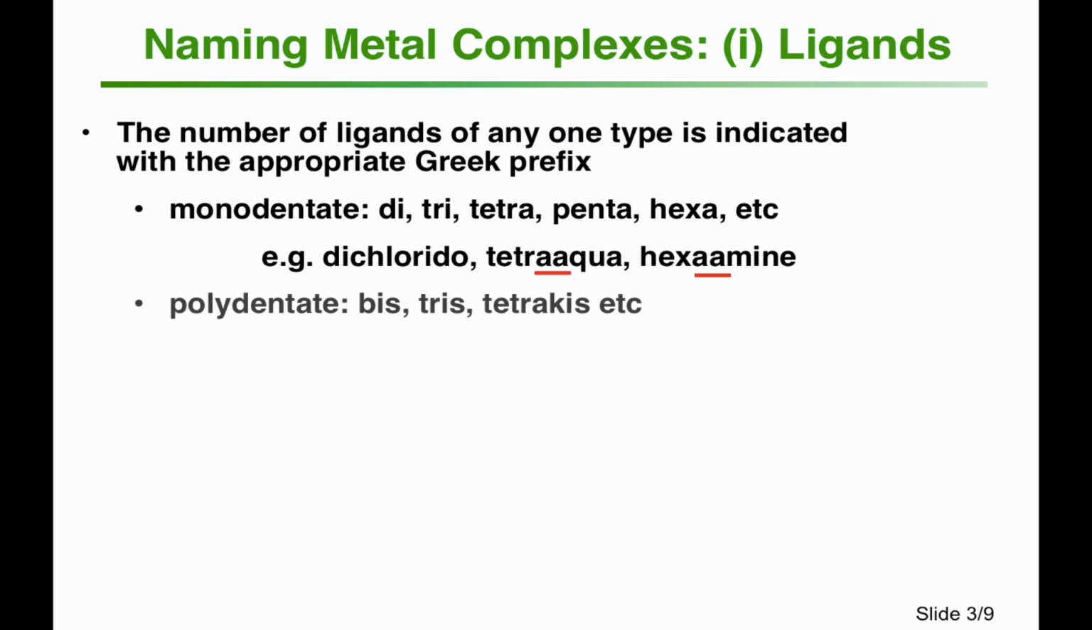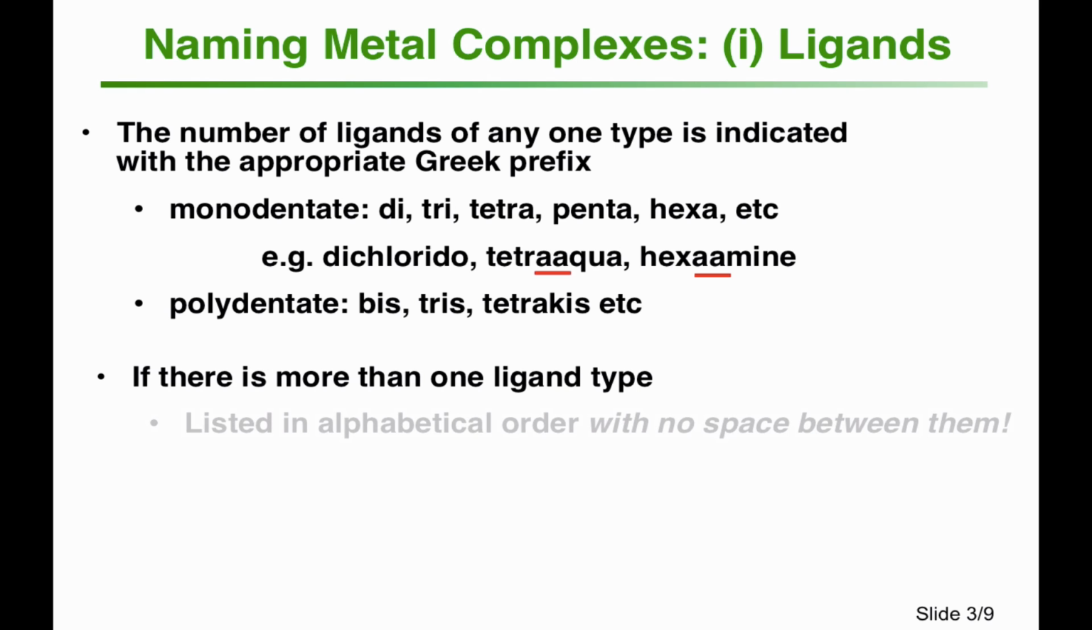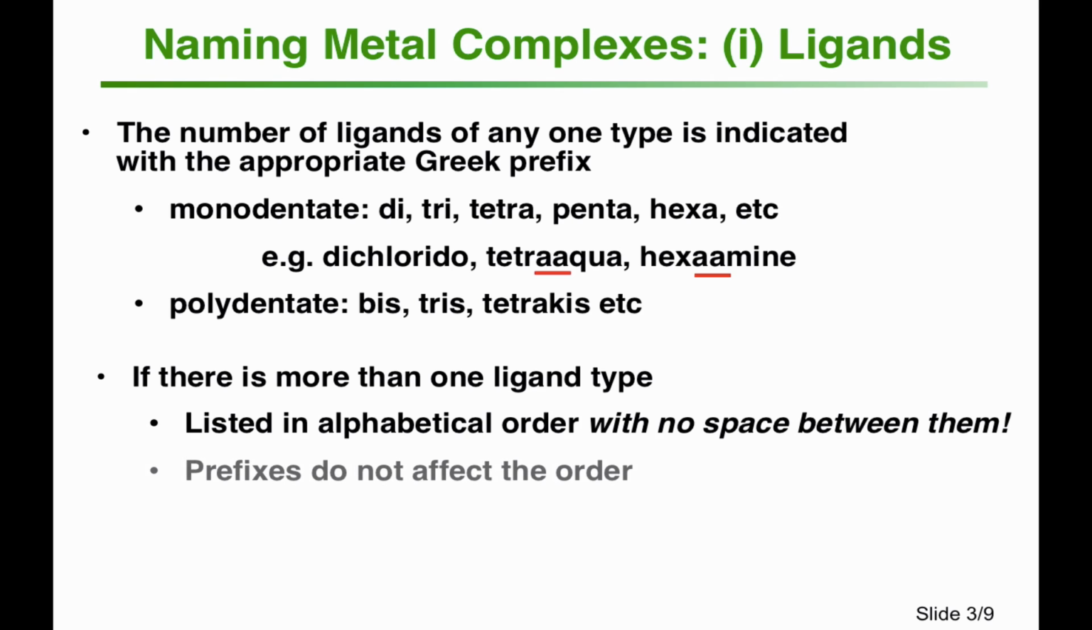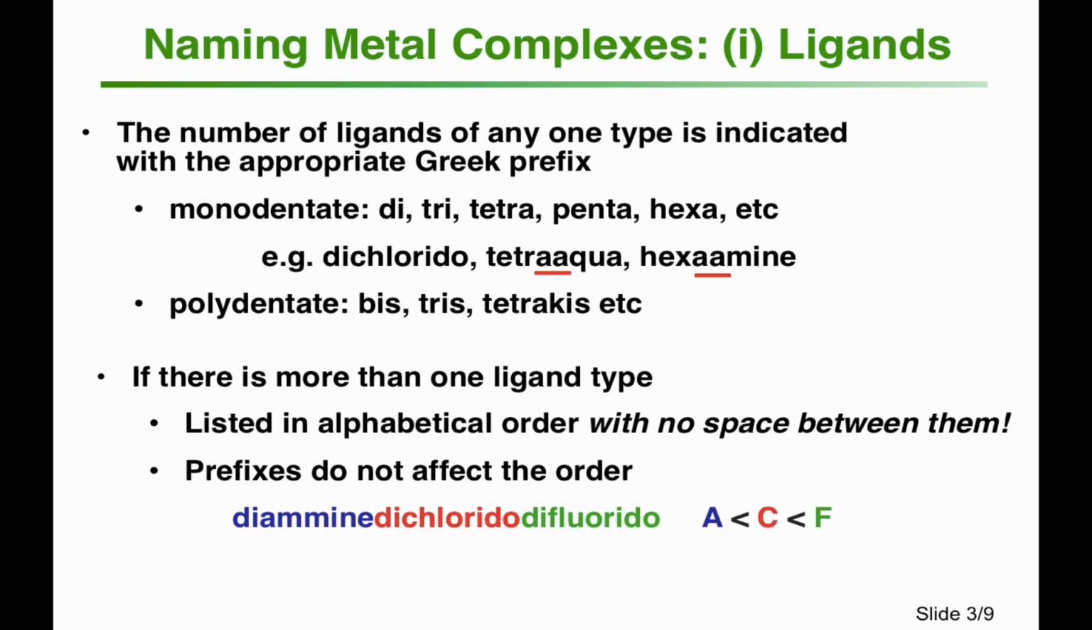If it's a polydentate ligand, we use bis, tris, or tetrakis, etc. If there's more than one ligand type in the complex, these are listed in alphabetical order. There's no space in between any of these things. It's just one long, very long word occasionally. Note the prefixes don't affect the order. So it's diamine, dichlorido, difluorido, because amine is before chlorido is before fluorido, A is before C is before F. Or we have triamine, dichlorido, fluorido, because A is before C is before F again.